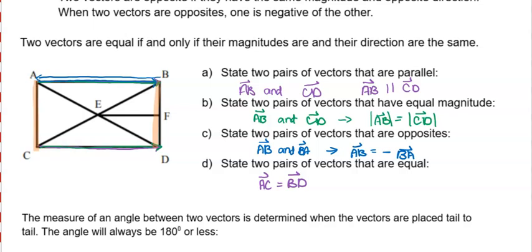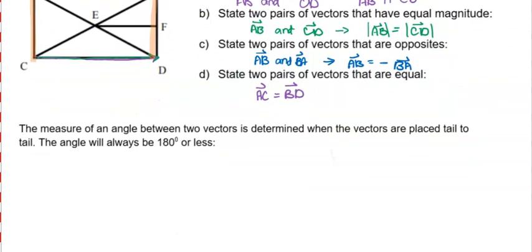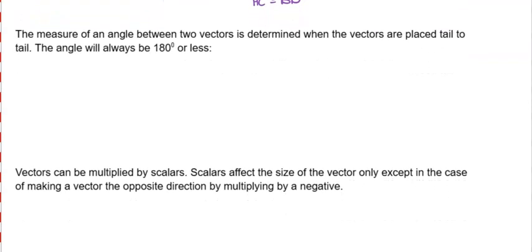The measure of an angle between two vectors is determined when the vectors are placed tail to tail. And that's an important thing to remember. The angle will always be 180 degrees or less. So we have one vector and another vector, and the angle between them is what we're going to be given. Okay, so we indicate that these are the heads of the vectors with the arrows. And then this is the tail, no arrow.